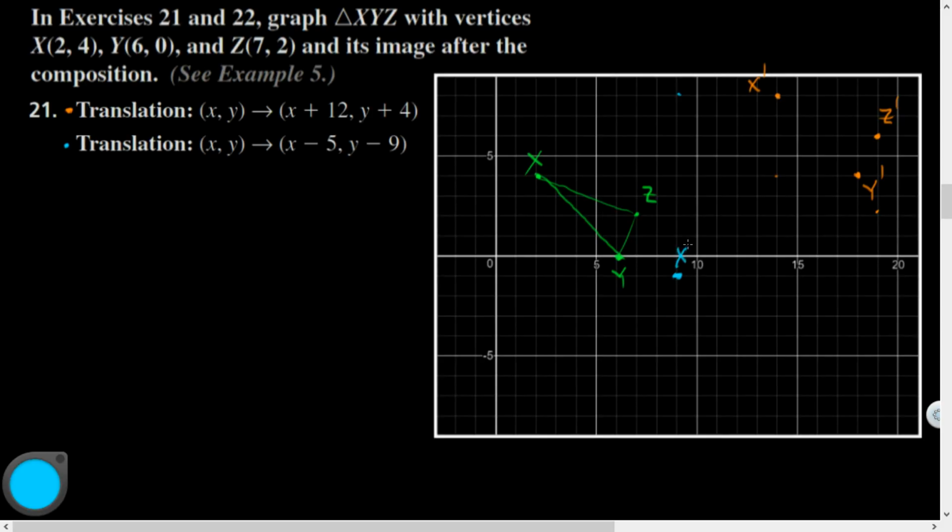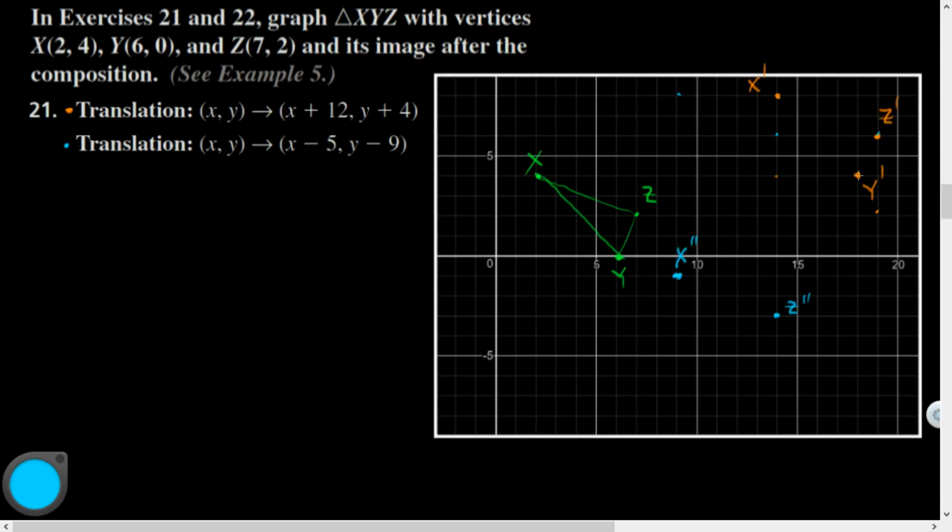Actually, I'll label this on the top here. Let's see, for the z, I'm subtracting 5 from 19, that brings me to 14, and subtracting 9 from, looks like 6, so that's going to bring me down to -3. So there's z double prime.